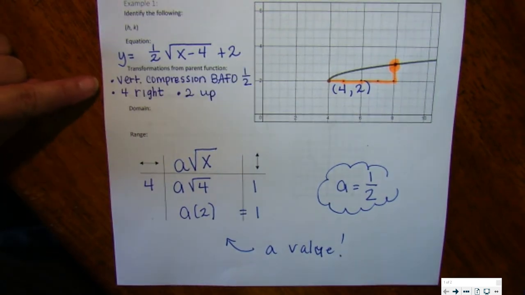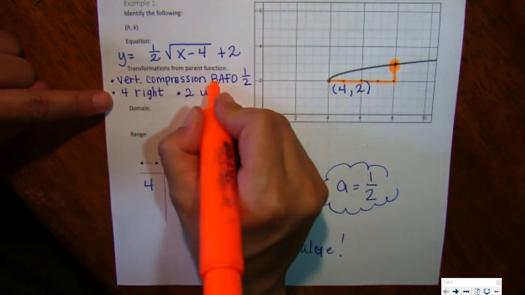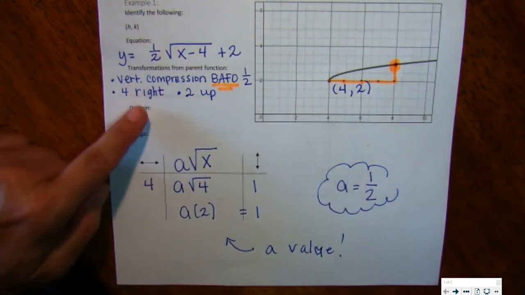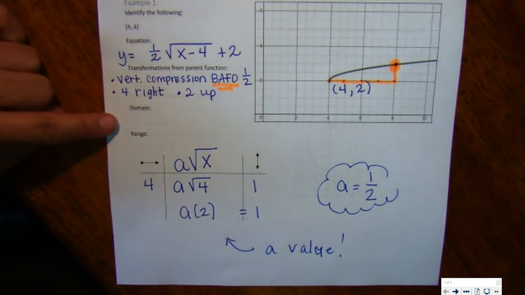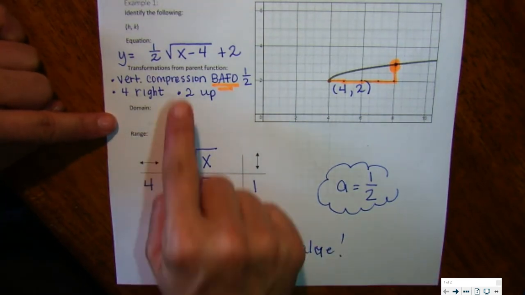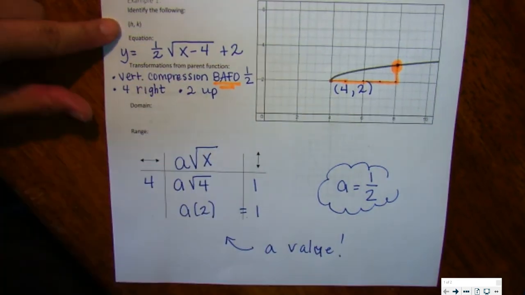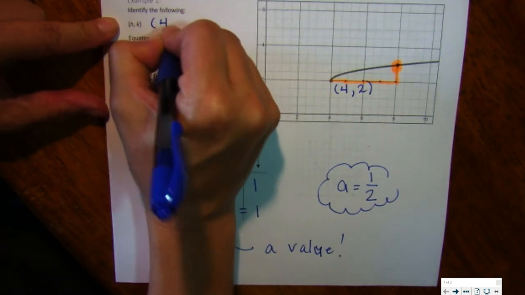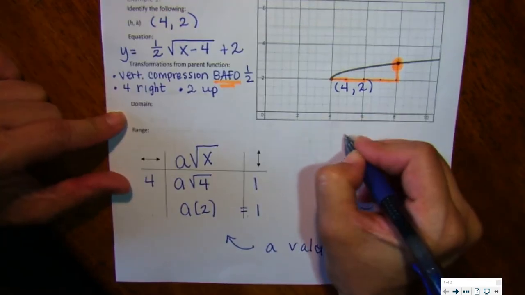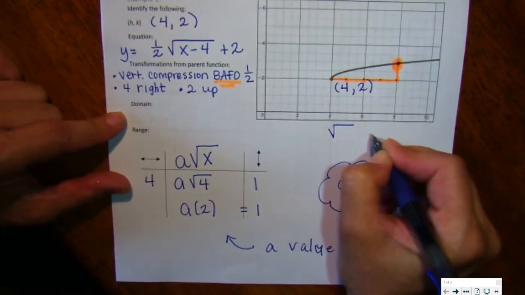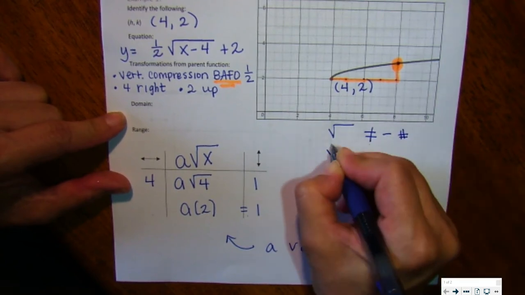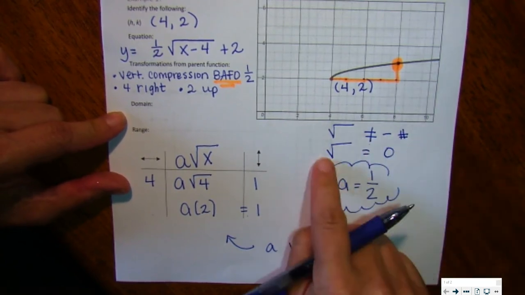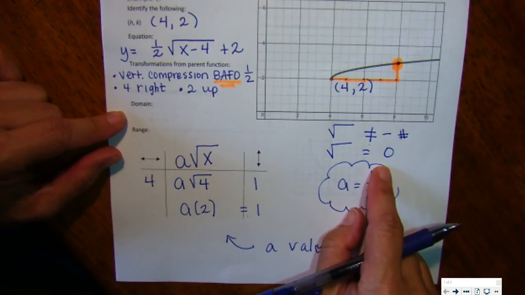Take a look here. I've identified the transformations from the parent function. Vertical compression by a factor of 1/2, 4 right and 2 up. Let's talk about domain. Domain and range are really going to be based upon H and K. And remember, H and K was 4, 2. You have to remember that the square root cannot equal a negative number. But a square root can equal 0. So that's what we're going to base our domain on.